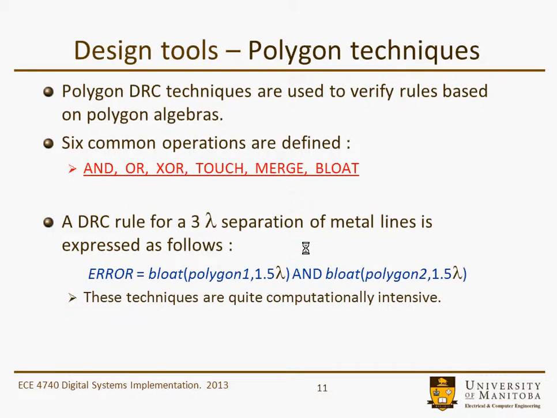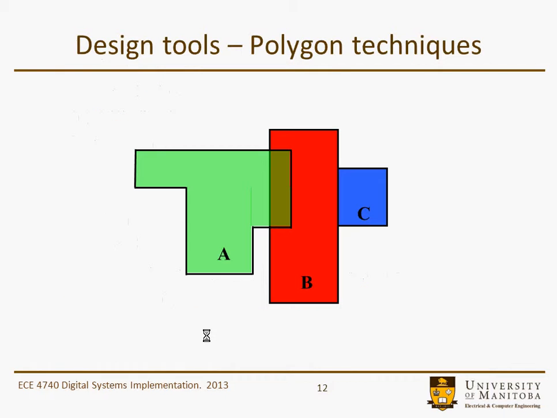Other types of techniques can be based on polygons, so some operations on the polygons, they're kind of logical now: and, or, XOR, touch, merge, bloat. For example, you could have a design rule violation if you bloated a polygon by 1.5 microns and it happened to touch another polygon which is bloated by 1.5 microns. So that would mean that they weren't separated enough. These techniques can be quite computationally intensive.